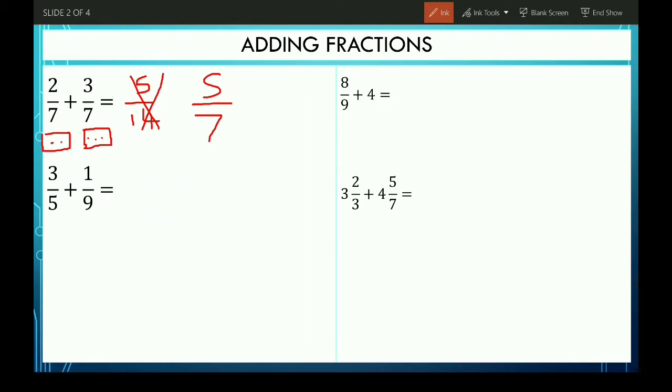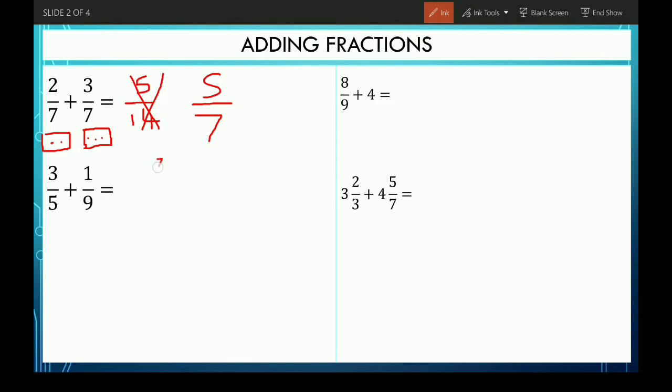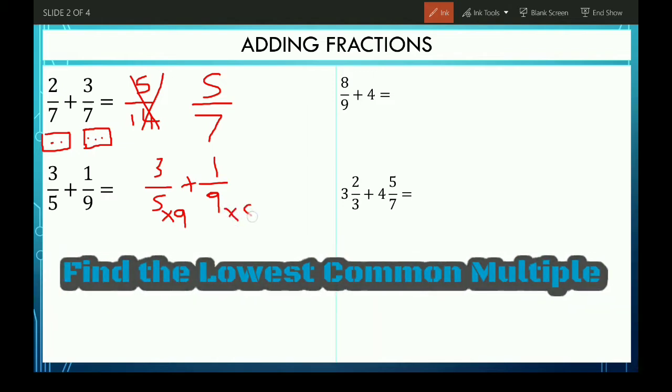3 over 5 plus 1 over 9. Now in this question, you can see that the denominators are different. Therefore, before we can add these fractions, we need to make the denominators exactly the same. So in order to do that, let's firstly write the question out. Now, in order to make 5 and 9 the same number, I can simply multiply this fraction by 9 and this fraction by 5.